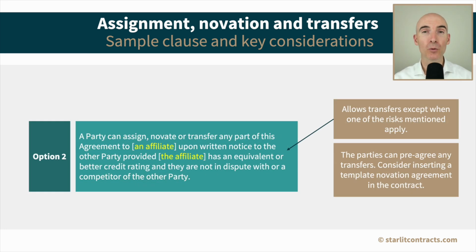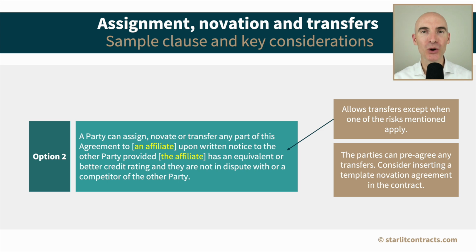Let's look at another option for how to approach this clause. A party can assign, novate, or transfer any part of this agreement to an affiliate upon written notice to the other party, provided the affiliate has an equivalent or better credit rating and they are not in dispute with or a competitor of the other party.